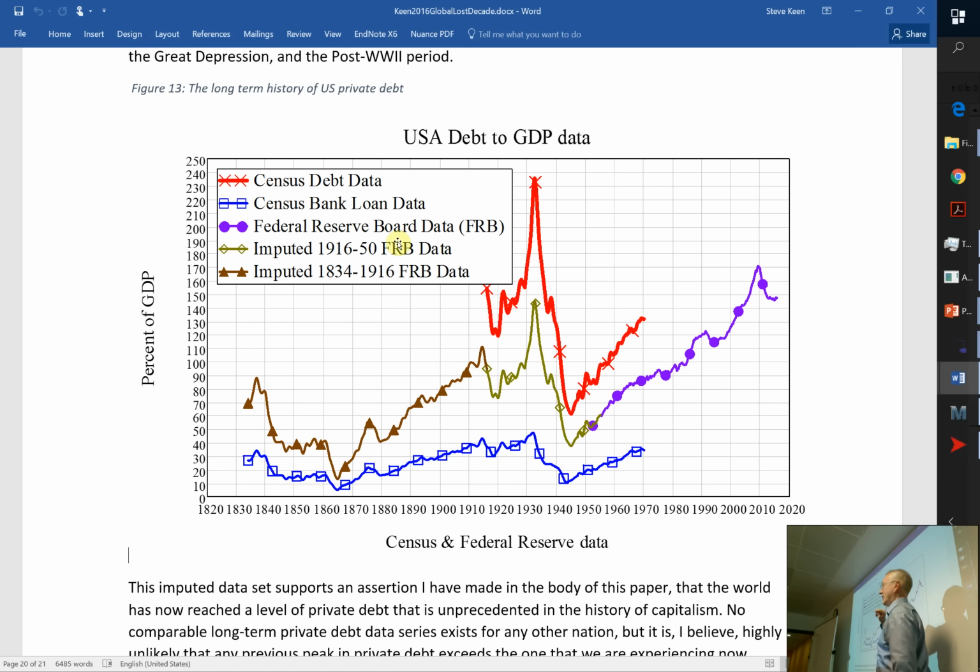And this is another Census Bureau data series recording the loans of a fraction of American banks from 1834 through to 1970 as well.